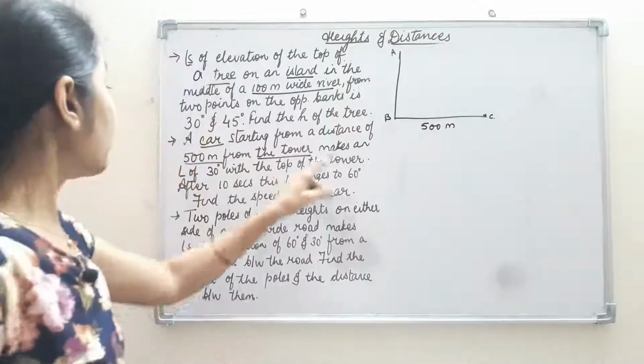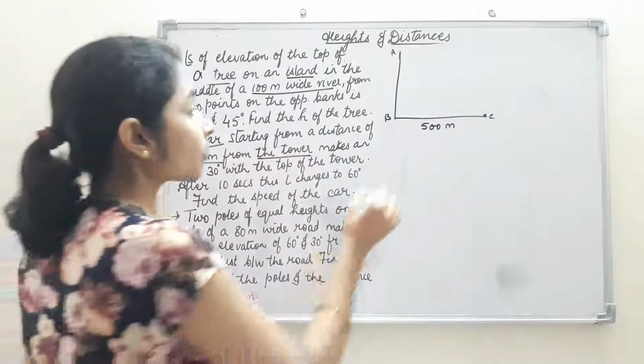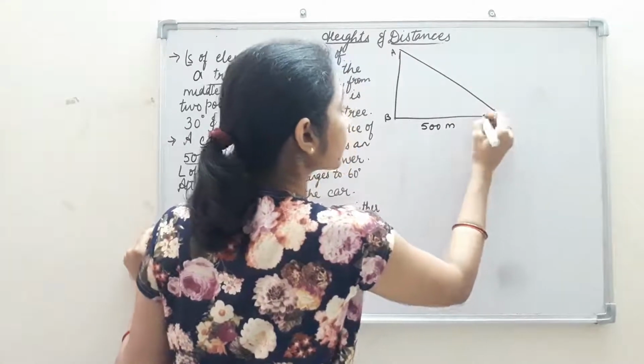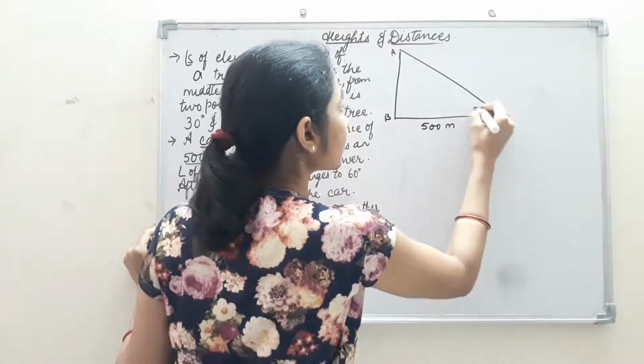Okay, makes an angle of 30 degrees with the top of the tower. From here the angle of elevation is 30 degrees.